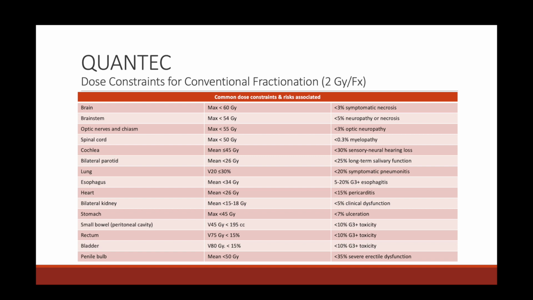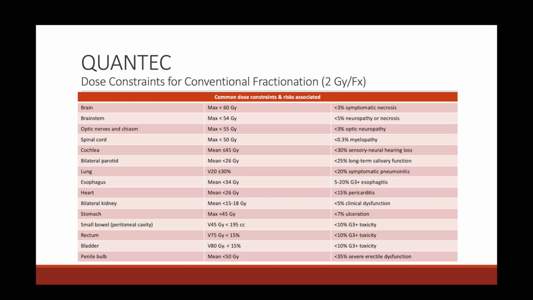Other things that we're constraining to a max dose are things that are in the brain. So your brain itself, we generally accept a max of less than 60 gray. For the brainstem, we accept a max of less than 54 gray. And for the optic nerves and chiasm, it's also very similar, 54 to 55 gray. So those are good numbers to keep in mind.